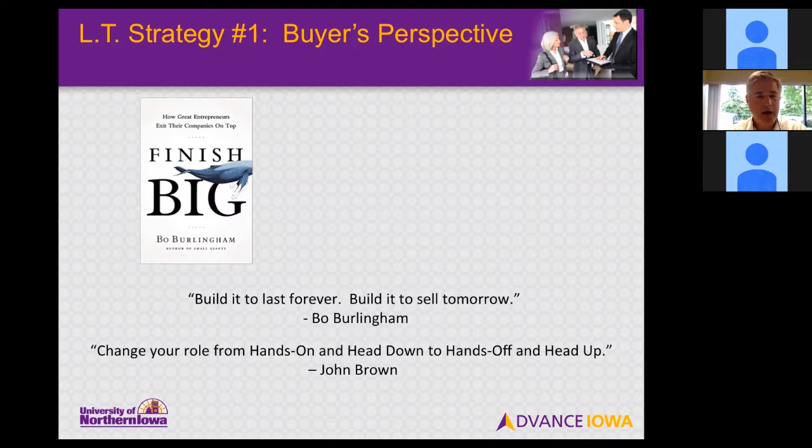Then John Brown, who is the author of Exit Planning, the Definitive Guide. I'll have this listed in the resources at the end of this presentation. Anyway, we're quoting him as having said, change your role from hands-on and heads down to hands-off and heads up. And I'm sure I don't have to explain that to you. Each of you are probably very active in the doing of specific roles in your business versus stepping aside and thinking about how to work on the business from an exterior or outside perspective. That's what we have in mind here.